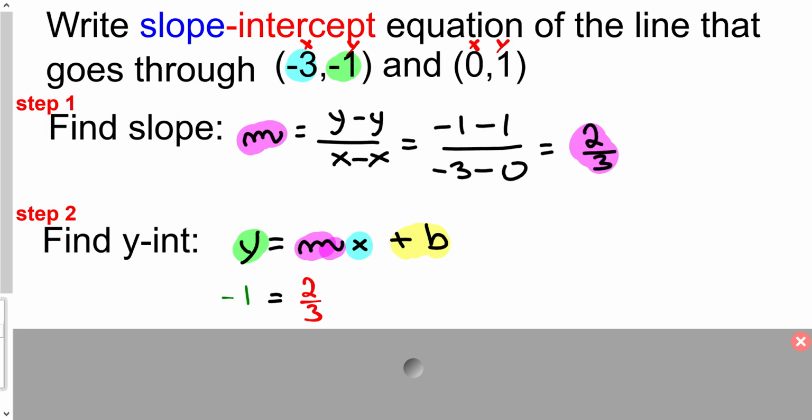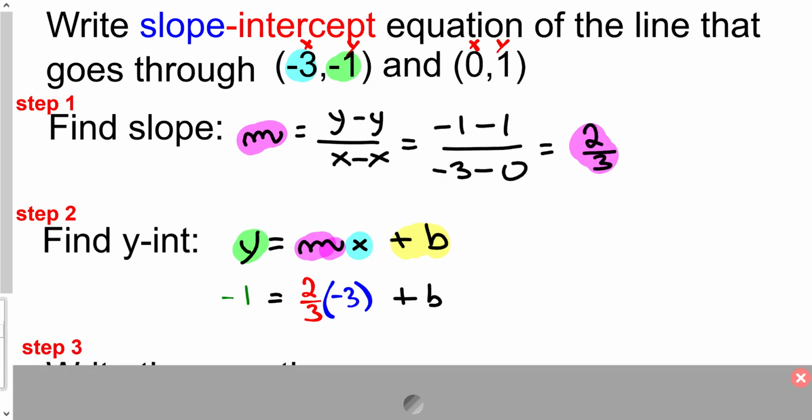And then I'm going to use blue right here. This x represents this -3. This -3 plugs into this x, but they're multiplying the slope, so I'm going to put it in parentheses, just like this. And there we go. We've got our y-intercept hanging out right back here at the end. Now it's just a matter of solving this.